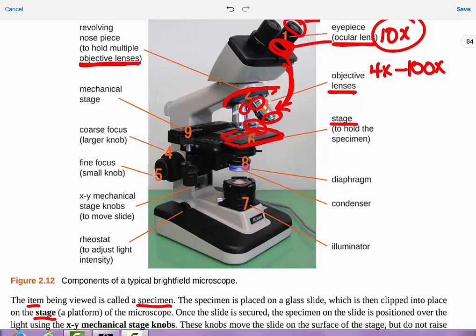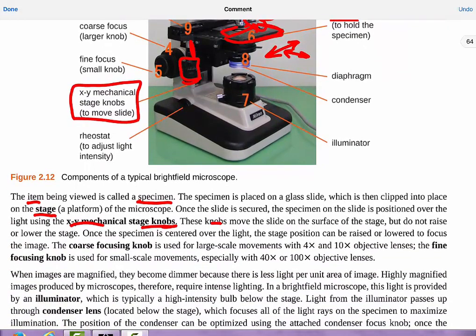Once the slide is secured, the specimen on the slide is positioned over the light using the XY mechanical stage knobs. So these right here, XY mechanical stage knobs, you can kind of see them right here. And that's going to move the slide on the stage, this way, and then kind of this way on the stage though. So these knobs move the slide on the surface of the stage, but do not raise or lower the stage. Once the specimen is centered over the light, the stage position can be raised or lowered to focus it.